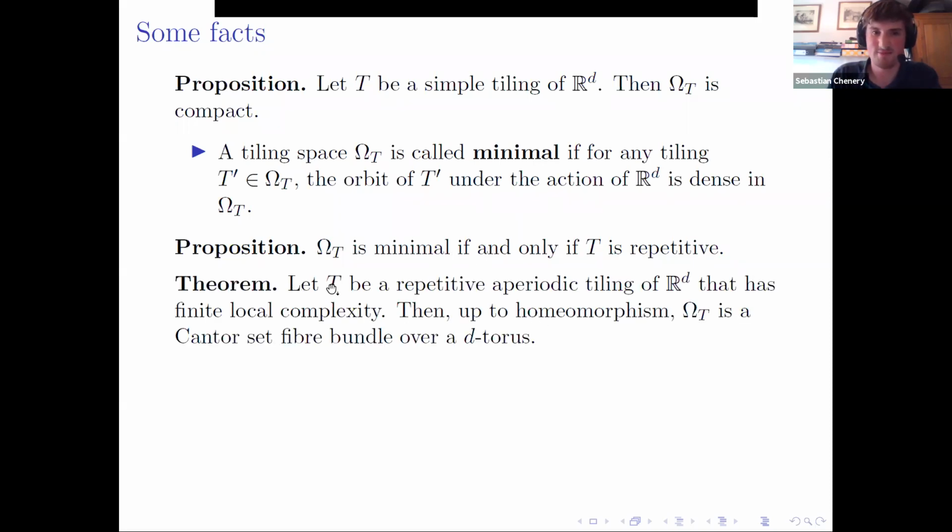And then the major theorem about this stuff is that if you have a sufficiently interesting tiling, repetitive and aperiodic, that is FLC, so it has all three, then up to homeomorphism it's a Cantor set fiber over a D-torus. The way this arises is, locally, every point of your tiling space is a tiling. It's a moduli space, right? If I translate around by R^D, that's like a local D-disk, and then from a finite patch, I have infinitely many discrete choices of how I want to tile out the rest of D-dimensional space, and that gives me the Cantor set. So that's the main thing there.